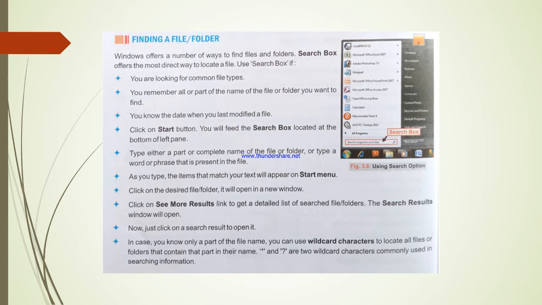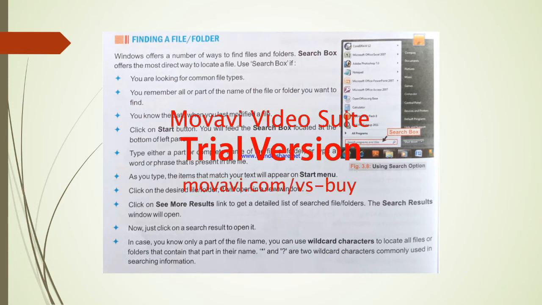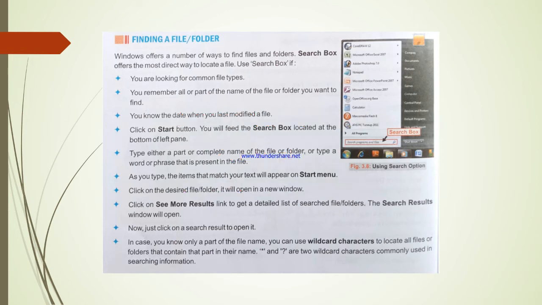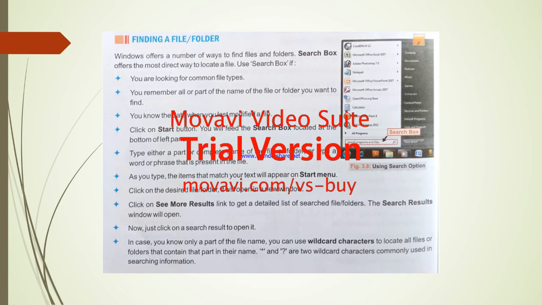Finding a file or a folder. Windows offers a number of ways to find files and folders. The search box offers the most direct way to locate a file. Use the search box if you are looking for common files, if you remember all or a part of the name of the file or folder you want to find, or if you know the date when you last modified a file.